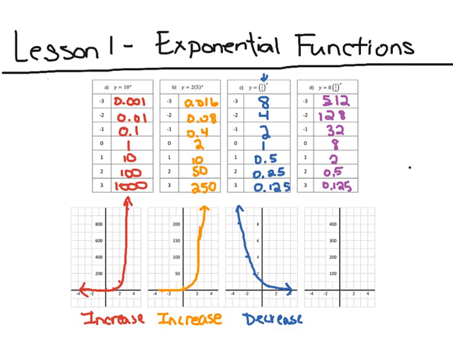So you had 128, 32, 8, 2, 0.5, and 0.125. We're starting up at 512 for -3. -2 is 128, drops really quick. -1 is 32. 1 is at 2. 2 is at 0.5.